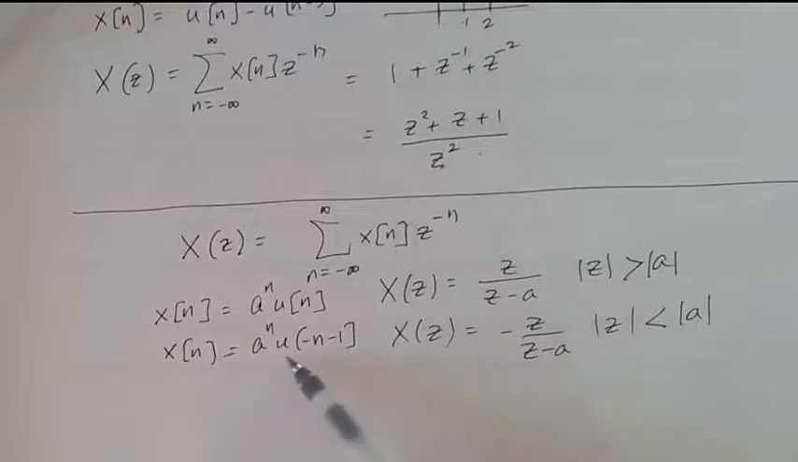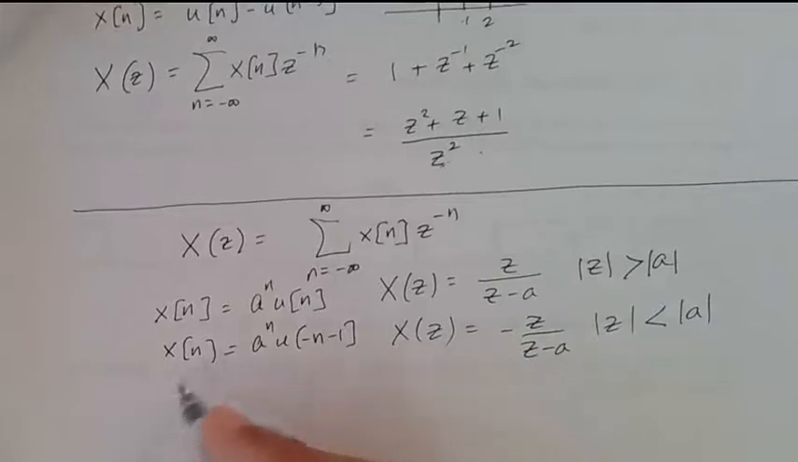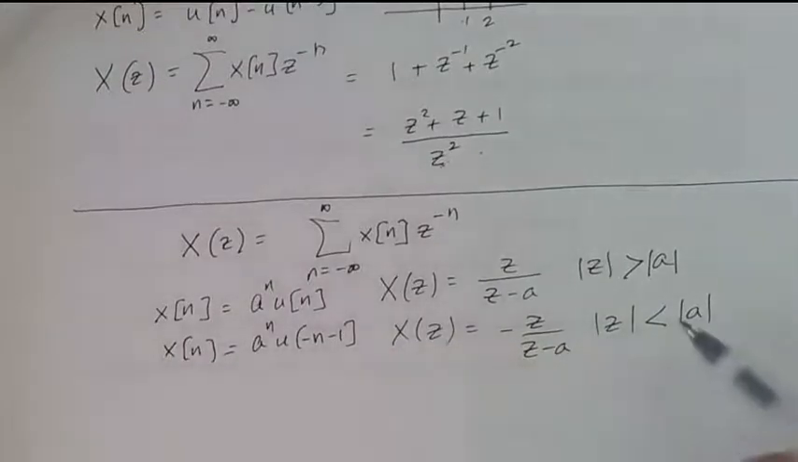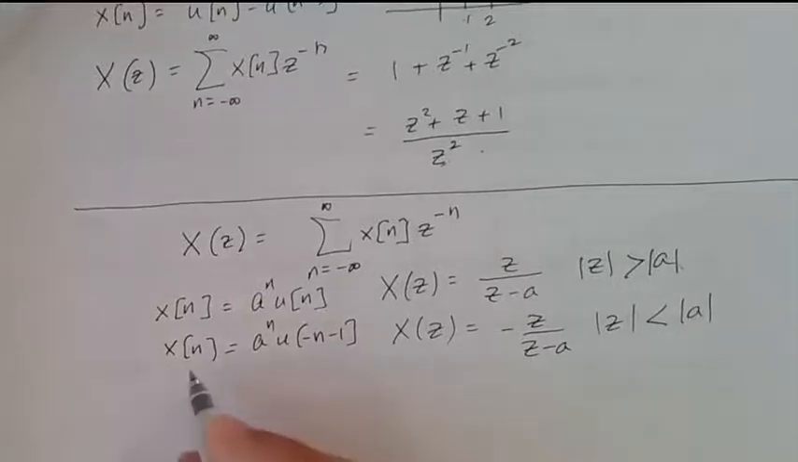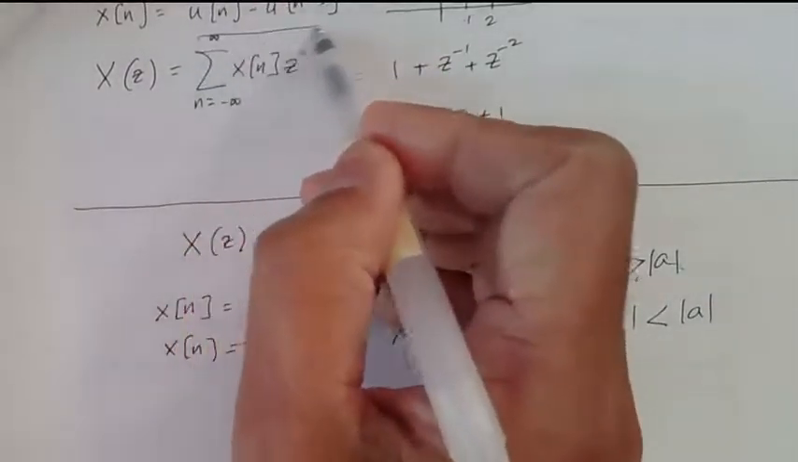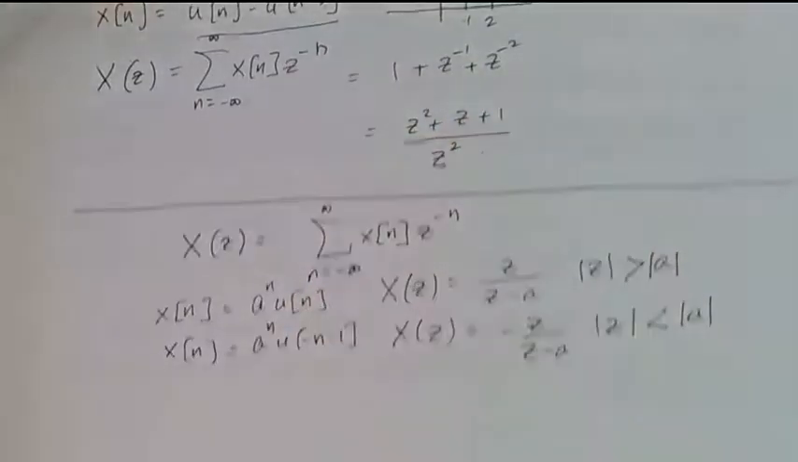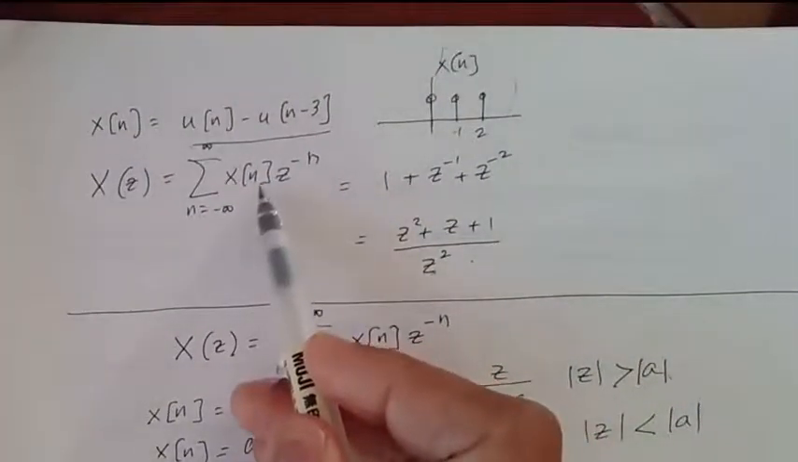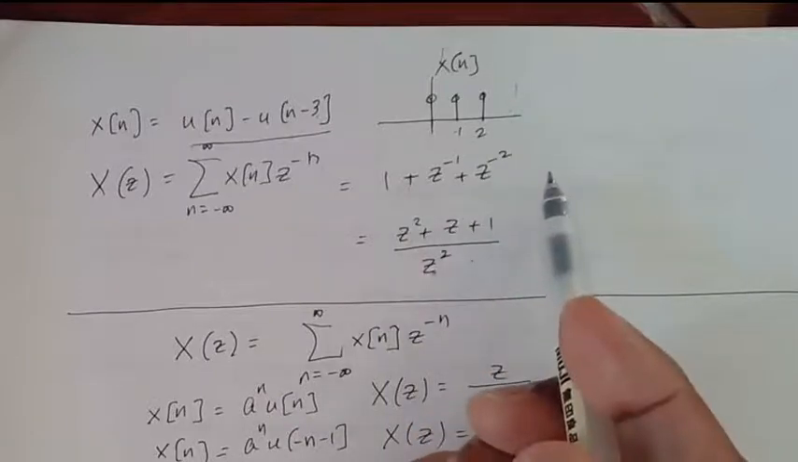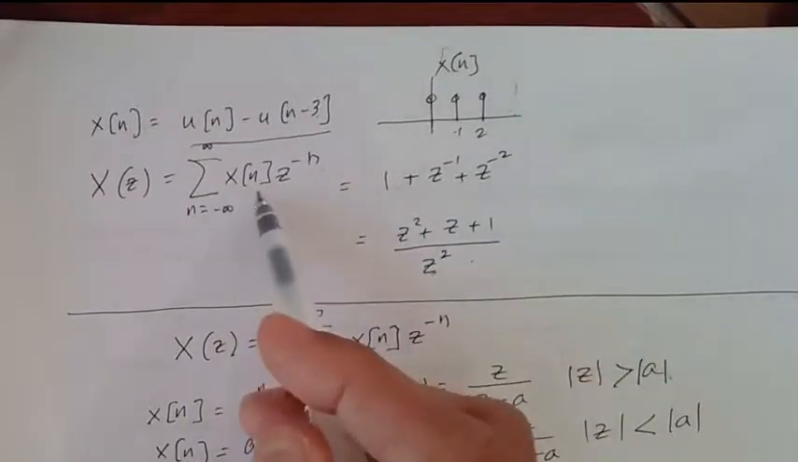So a left-sided sequence will have a region of convergence inside a circle. A right-sided sequence will have a region of convergence outside of a circle. If x of n is an impulse response, then the system is stable if the region of convergence includes the unit circle, and we will look at that further on. Finally, if I have something which is finite over a finite range, all I have to do is plug it into the summation, and then I can get it without much difficulty at all, right?